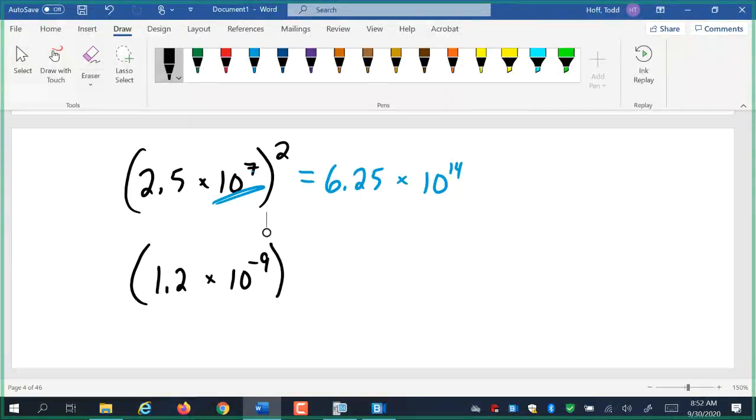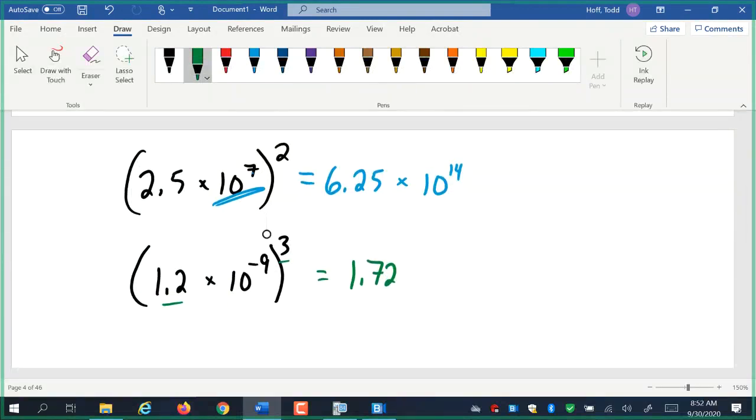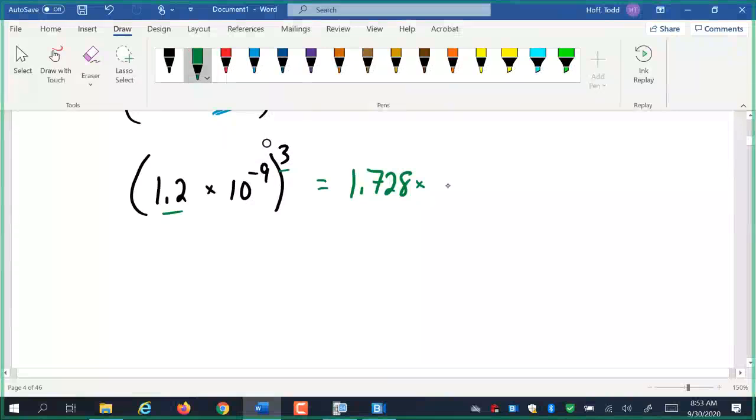We might have 1.2 times 10 to the negative 9th to the third power. Well, we do 1.2 to the third power is 1.728. And then we do the power of 10, 10 to the negative 9th to the power of 3. Negative 9 times 3 is a negative 27. So 1.728 times 10 to the negative 27.